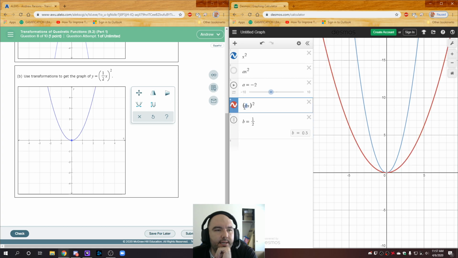When a number is inside the parentheses, remember when we had addition and subtraction inside, it moved it opposite of the way you thought it would? Well, when a fraction is on the inside, it moves it reciprocally from what you think it would. So this isn't really 1/2. This is actually the reciprocal of 1/2, which is 2/1, which is 2. So the graph actually got twice as wide. That's what happened. It did the opposite.